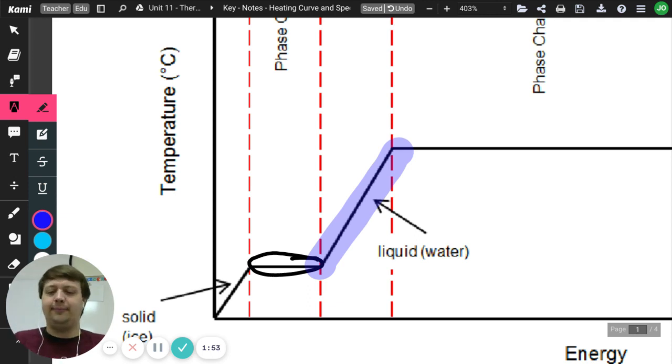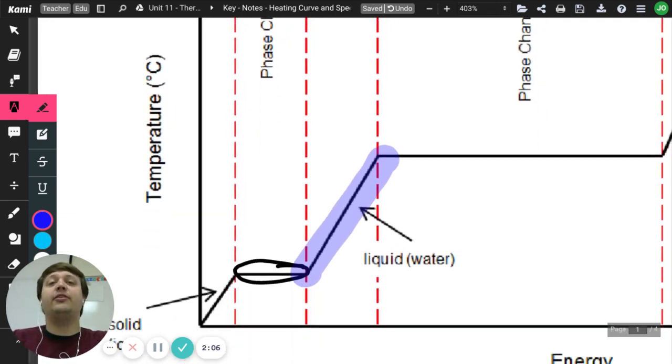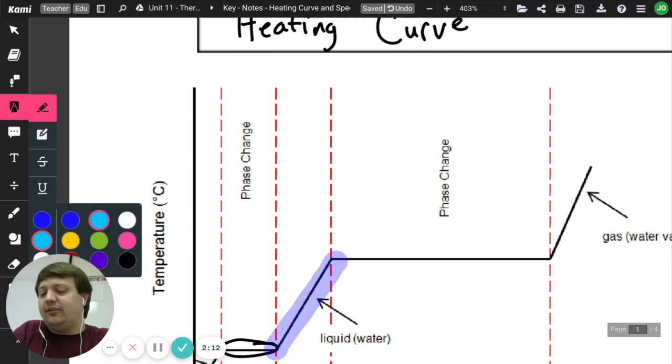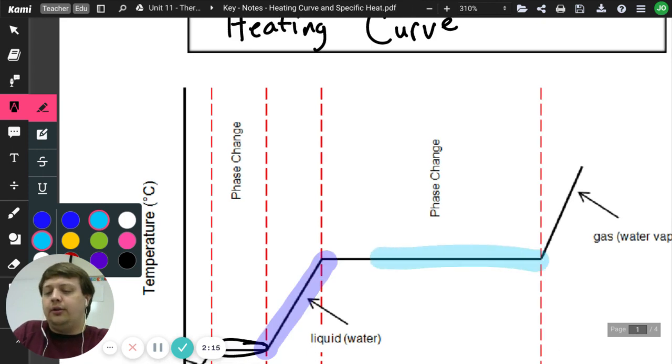That would be melting, right? So our phase change here would be melting. Keep adding energy, and then that is going to turn completely into a liquid. Then we can continue to heat up that liquid until it starts to what? Boil. And so when it starts to boil, again, we're going to see that phase change occur. So boiling is going on right there.